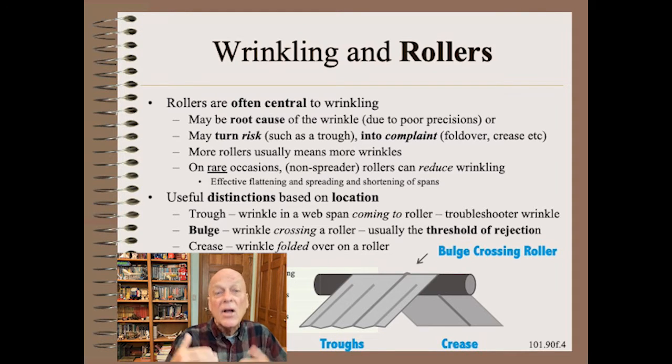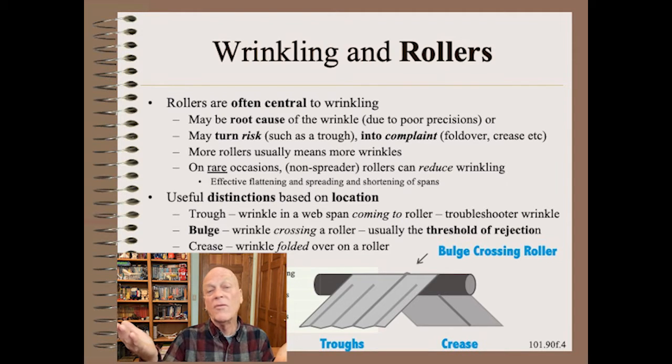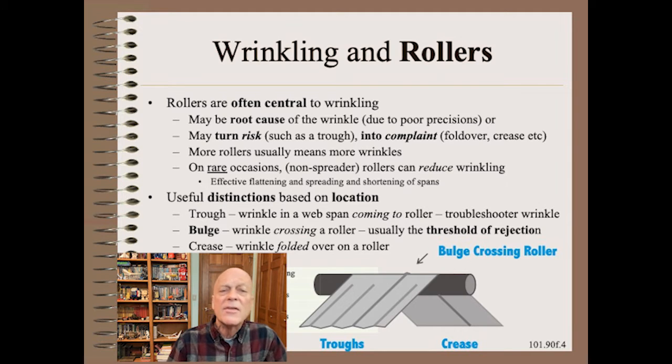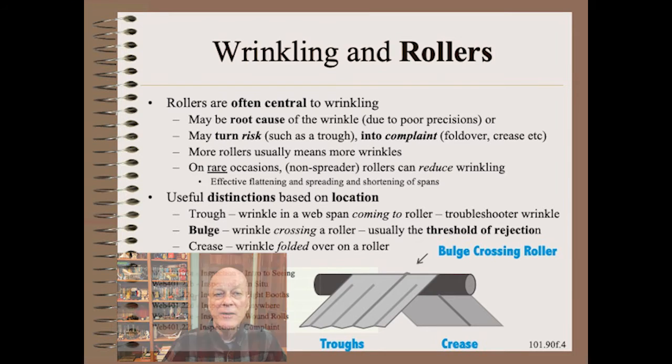Once we identify the specific roll that initiates a specific wrinkle, we can make a useful distinction based on location. One language is that a trough is a wrinkle in the web span just upstream of the roller. This is where the troubleshooter can get ahead of the problem by seeing the risk and the root cause long before anyone complains. If the troughing is too severe, a bulge or crease may form on the roller, in which case almost all webs are damaged, if not rejected.